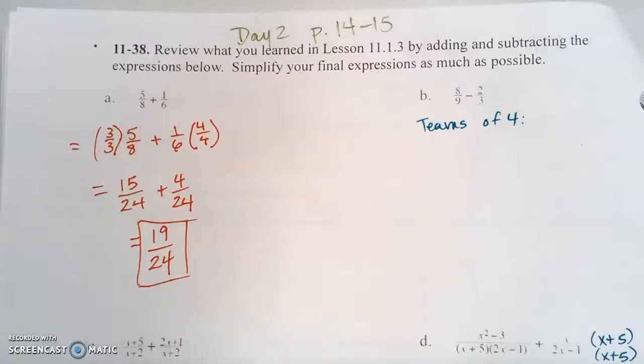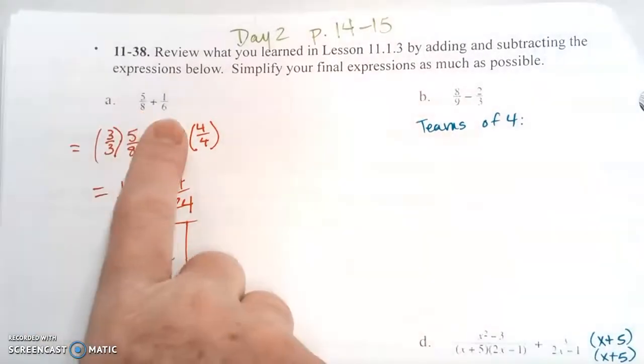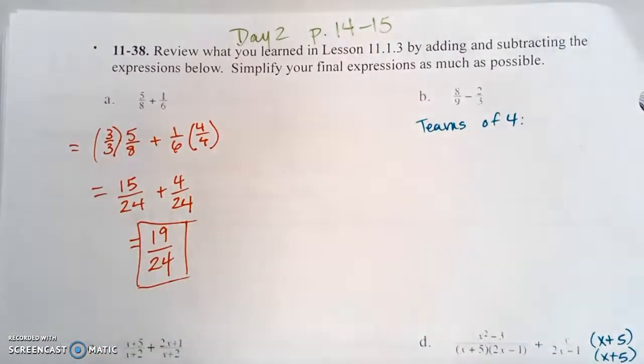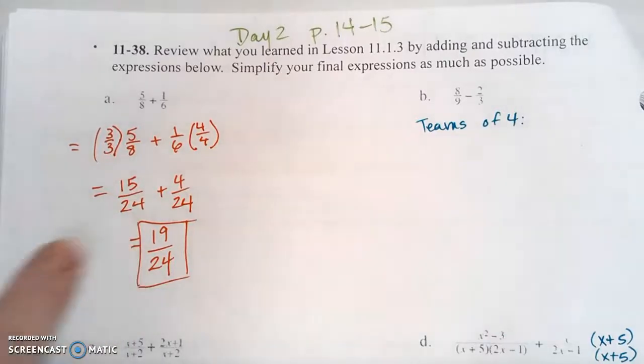11.1.3 lesson. The directions for question 38 say review what you learned in 11.1.3 by adding and subtracting the expressions below. Simplify the final expression as much as possible. Problem A is super, super easy. Or I should say it should be super, super easy for you. We have two rational expressions that are just numeric. No variables, no algebra, nothing fancy in them.